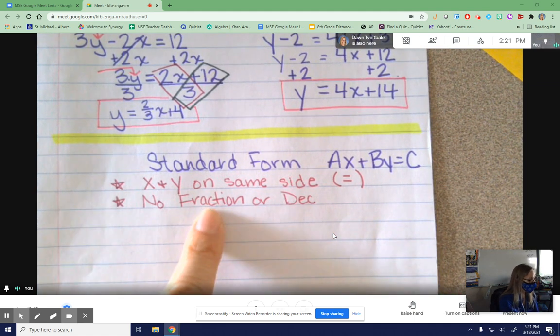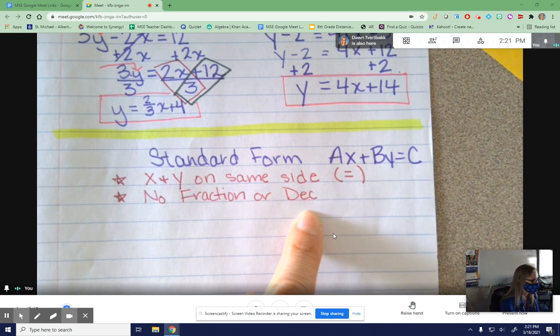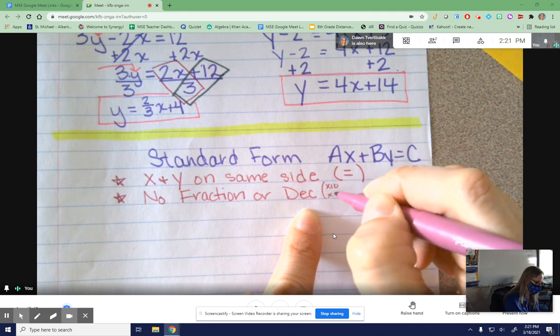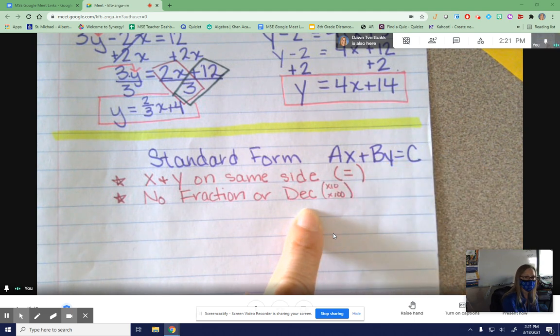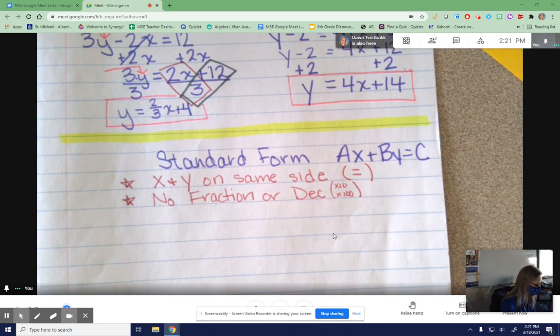To get rid of a fraction, you multiply by the denominator. To get rid of a decimal, you multiply by 10 or 100. You multiply by 10 or multiply by 100, and that'll get rid of decimals because they're tenths, hundredths, and thousandths like that. Okay?